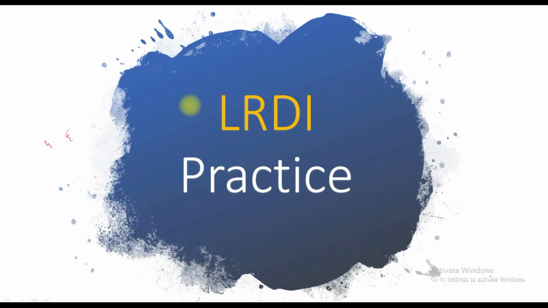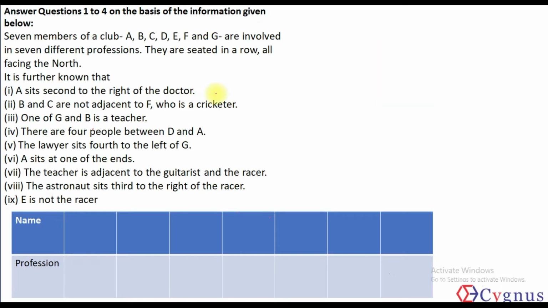Let's look at today's case state. It's a simple question based on what arrangement? Linear arrangement. You need to match the profession as well as their place here. So quickly go through the clues here. How many clues are given here?